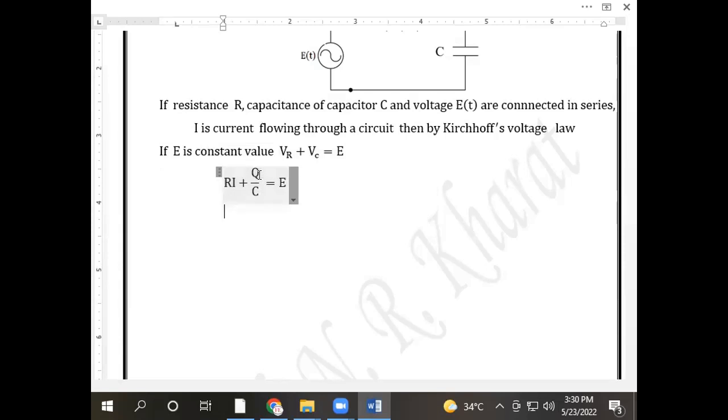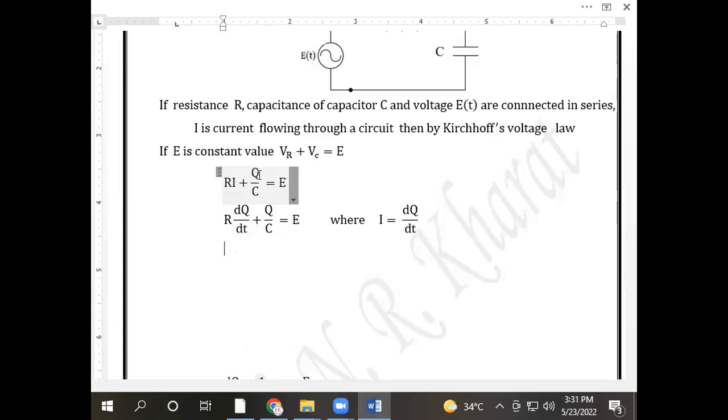We know that the rate of change of charge with respect to time is nothing but the current flowing through the given circuit. So the differential equation becomes R times dQ upon dt, which is the value of I, plus Q upon C is equal to the applied EMF E. This is the differential equation in Q. So we have to convert it into a standard linear differential equation.